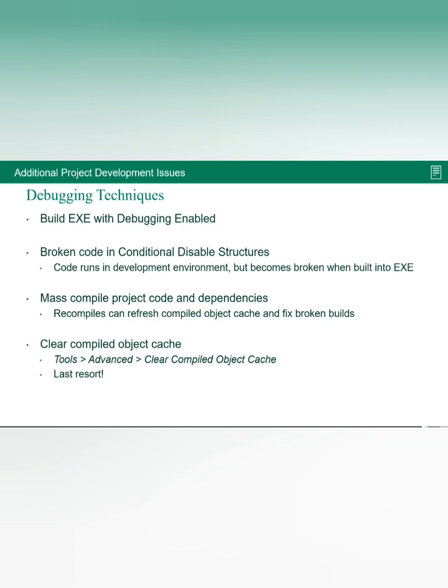You want to try mass compiling your code if you have issues. The compiled object cache, if you're using source only, can be refreshed by mass compile. If you're not using source only, you should be using it. That's the option to separate compiled code from source code. That is often going to fix some issues with App Builder if you have that setting enabled on your entire project. And then as a last resort, if you are using source only and you're having problems with your build, clear the compiled object cache and then do a rebuild. That can sometimes fix issues as well.